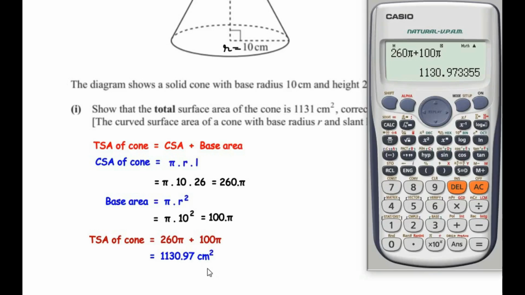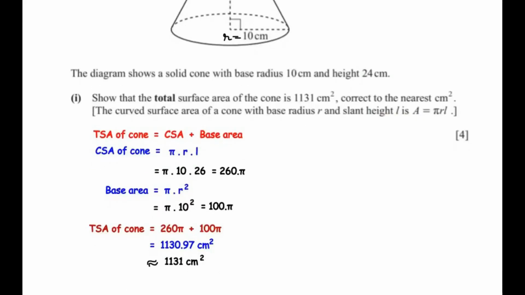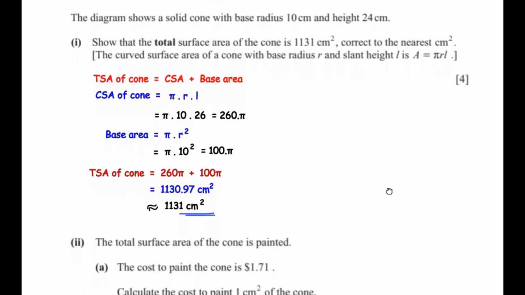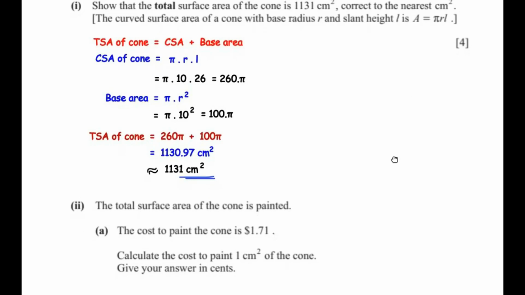So let us write here. So this is our answer. So moving on to the next question. The total surface area of the cone is painted. The cost to paint the cone is $1.71. Calculate the cost to paint 1 square centimeter of the cone. Give your answer in cents.